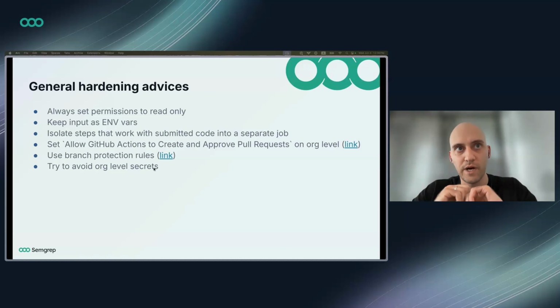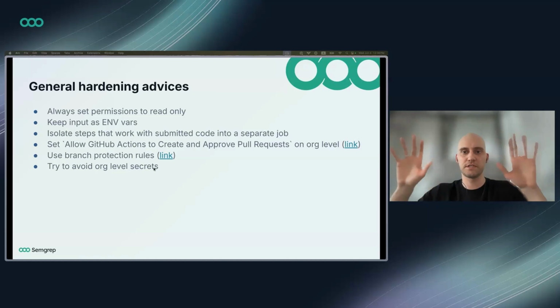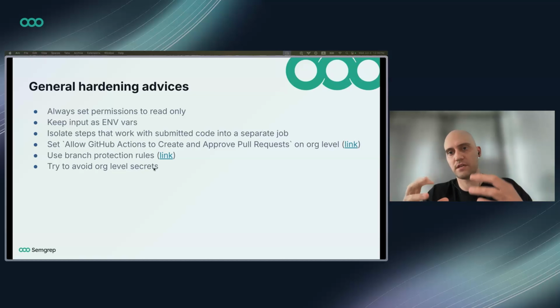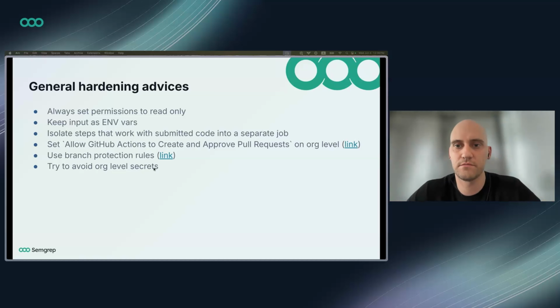So by avoiding global organization level secrets, you can limit the potential impact to only those that are accessible to the particular repository, and try to only provide those secrets that are really needed for this particular repository. Yeah, this can also be a good practice.